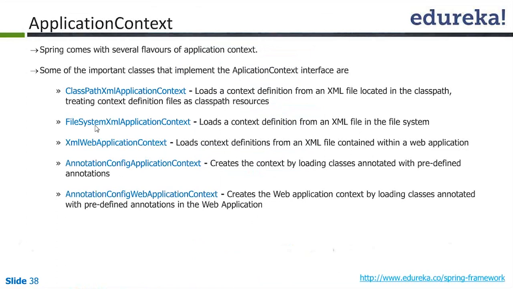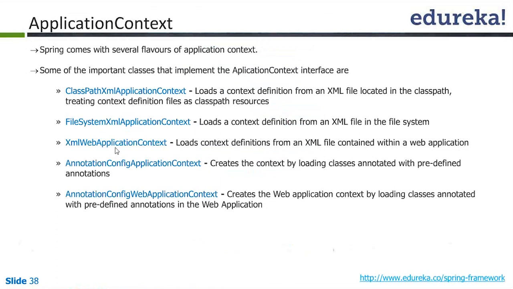Then file system XML application context. For example, I am verifying the changes on my local. So I can give my local file system path to that particular XML file like /edureka/workspace/some-beans.xml. That path I can provide when I use this implementation. Like that, we have XML web application context which loads context definition from an XML file contained within a web application. So it is located in a web application but not in the class path.